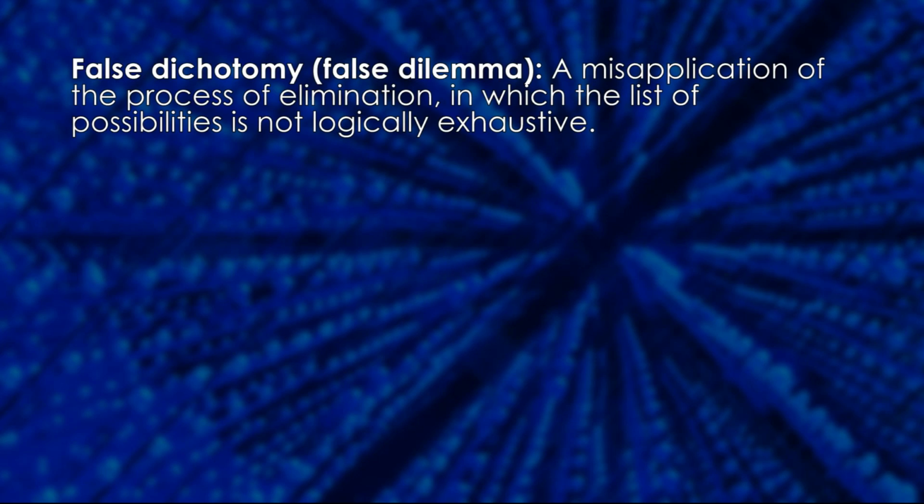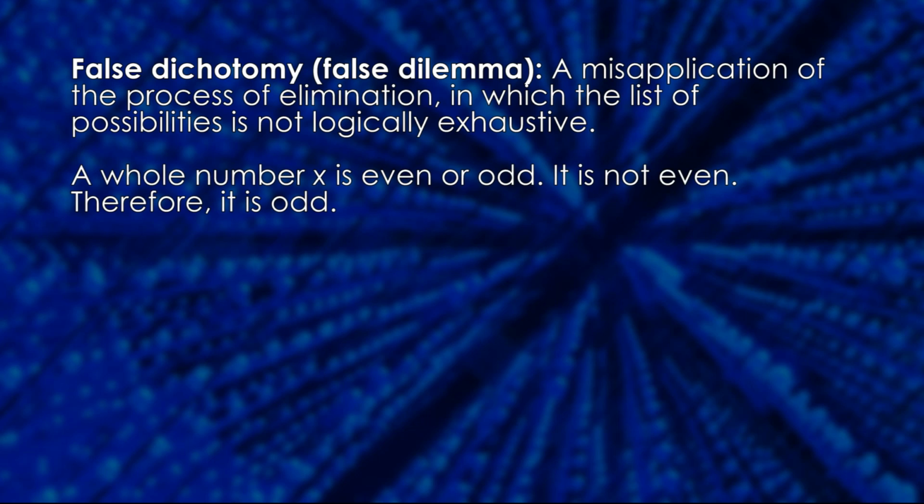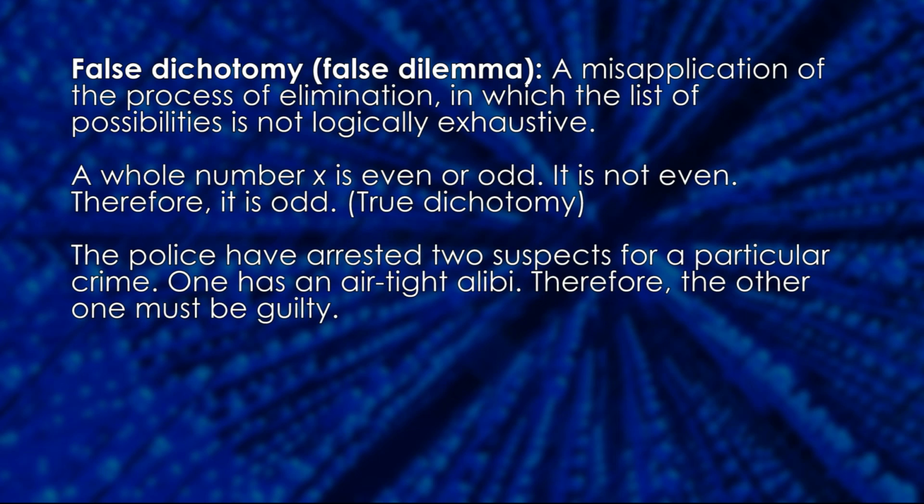A false dichotomy or a false dilemma is a misapplication of the process of elimination. We have two options and we can eliminate one, so the one remaining must be correct, right? A particular whole number is even or odd. It's not even, therefore it's odd. This works. This does not.